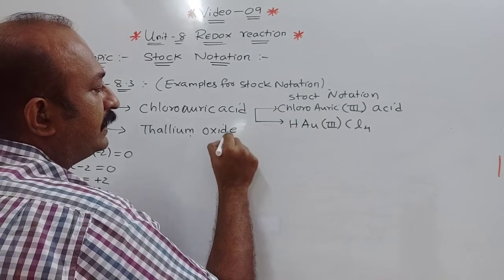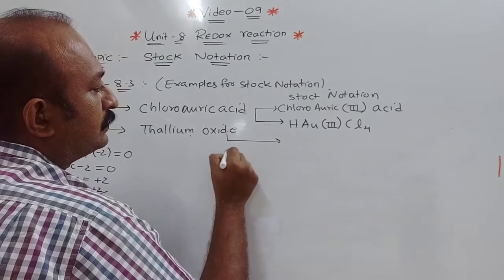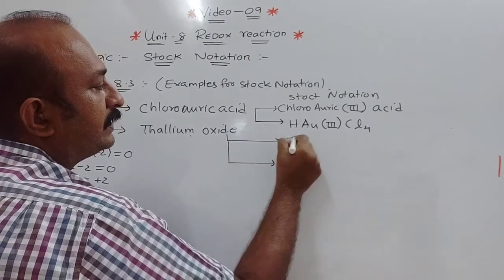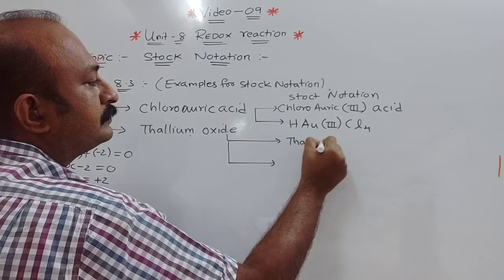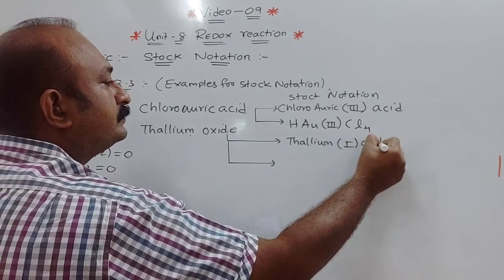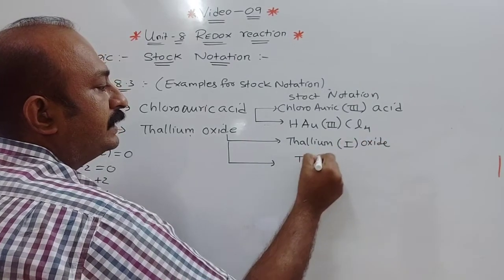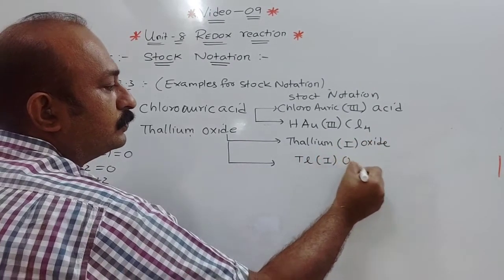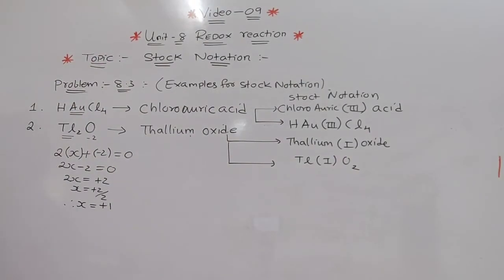Same way for thallium, stock notation, you can write thallium(III) oxide or Tl(III)O like this. Okay, same way for the third one, it is given there.